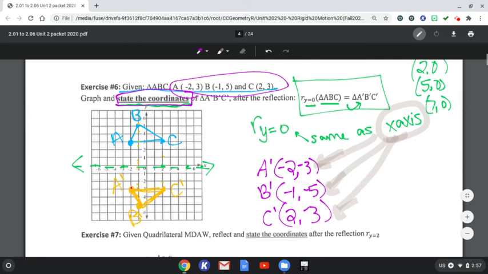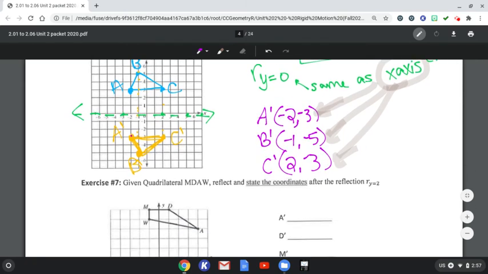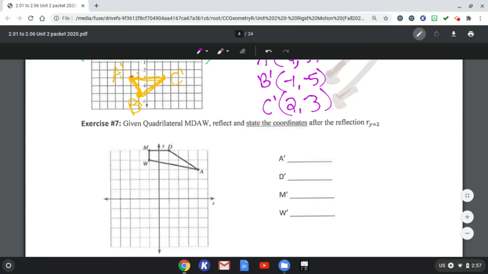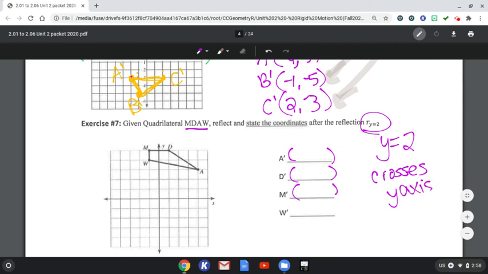All right. Moving down to exercise 7. This graph is already graphed for us, giving the quadrilateral, meaning four-sided figure, MDAW. Reflect and state the coordinates of the prime ordered pairs. So these lines here give us the coordinates after we reflect over the line y equals 2. So again, the y equals 2 crosses your y-axis at 2. So when we cross the y-axis at 2, it's this nice little horizontal line here.